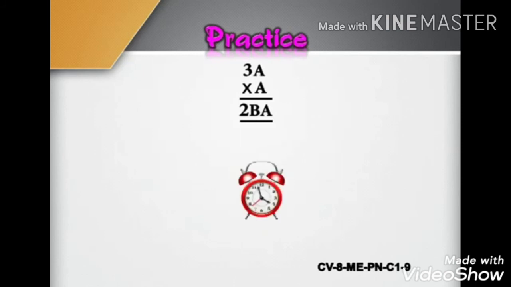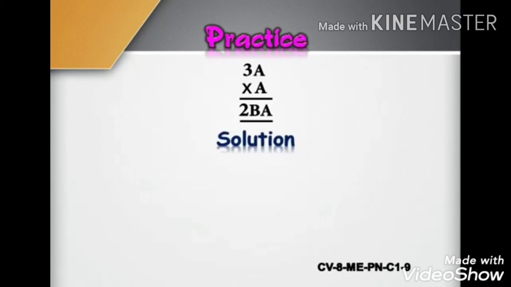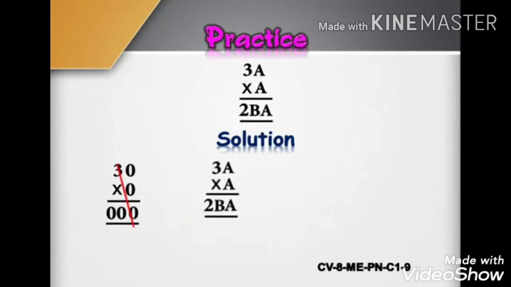Children, here is a practice problem for you. First one, find the value of A and B in 3A into A giving a product 2BA. Here is the stepwise procedure to find the answer. Step 1. Since A into A is giving A itself in ones place of the product, A can have values 1 or 5 or 6, but not 0, since 3A into 0 is equal to 0, and the product becomes 0, which is absurd.